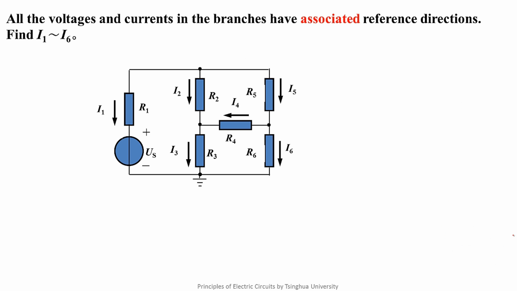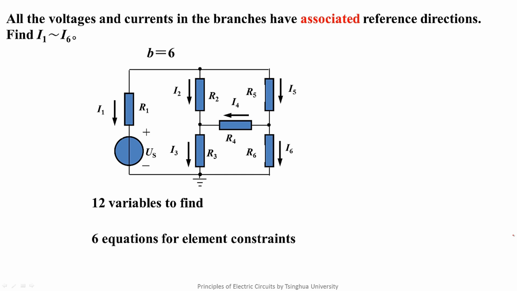Next, we discuss a specific process of the 2B method by taking an example. We have met the circuit in Lecture 10. There are 12 variables to be solved because it has 6 branches. We need to list 12 equations. These 12 equations can be divided into two categories. One is written according to the element constraints. Another is written according to the topological constraints. First, let's talk about the 6 equations written by element constraints.